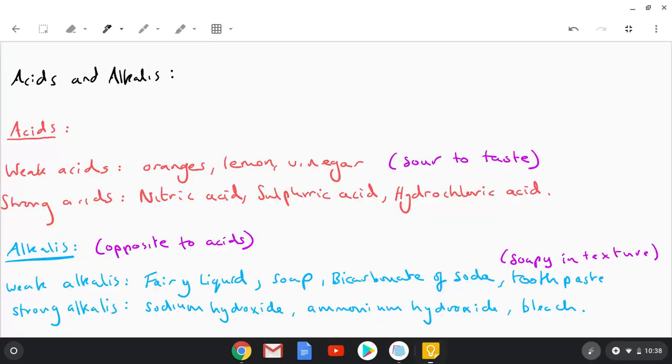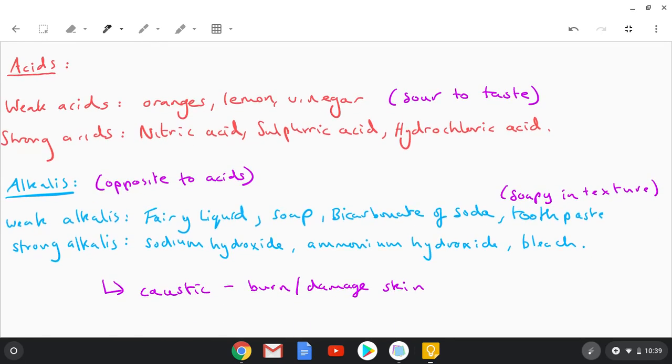Now, the end task, the last task I asked you guys to do, which was kind of a tricky task to be fair, but let's have a quick recap of what we did last lesson. We discussed acids and alkalis. Acids are chemicals. Alkalis are also chemicals, but they behave in the opposite way to acids. We get weak acids such as oranges, lemons, vinegar, and if we were to identify these acids, they would be sour to taste. That's something that you can mention in an answer in your exam. Strong acids, such as nitric acid, sulfuric acid, hydrochloric acid, are some of the acids that we use in the lab for chemical reactions. Alkalis, they behave in the opposite way to acids.